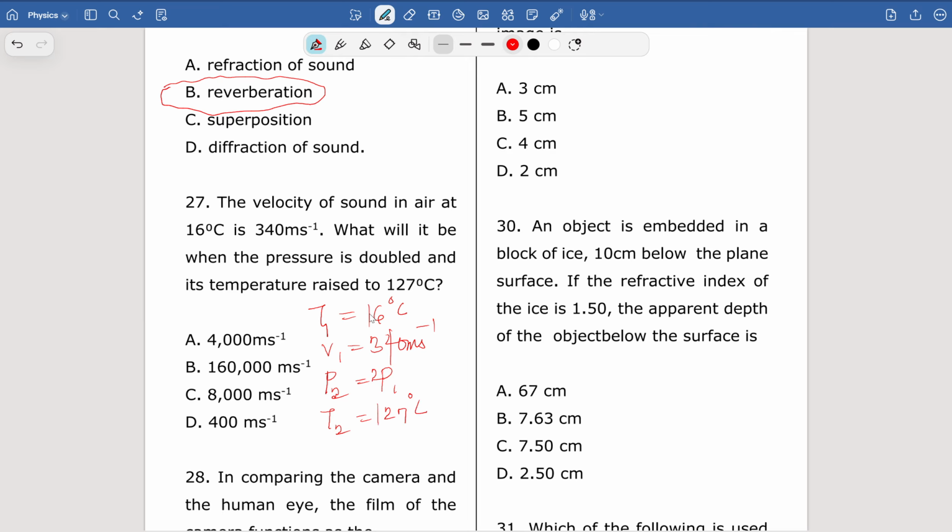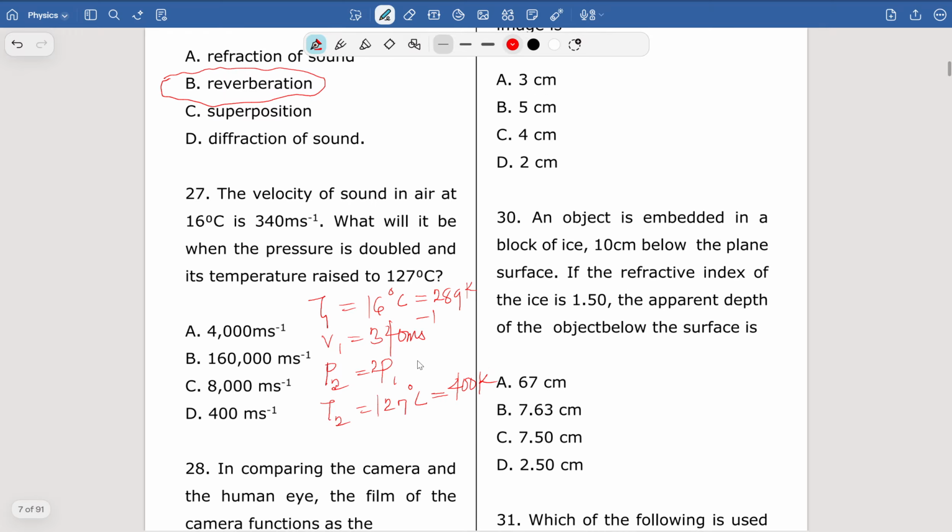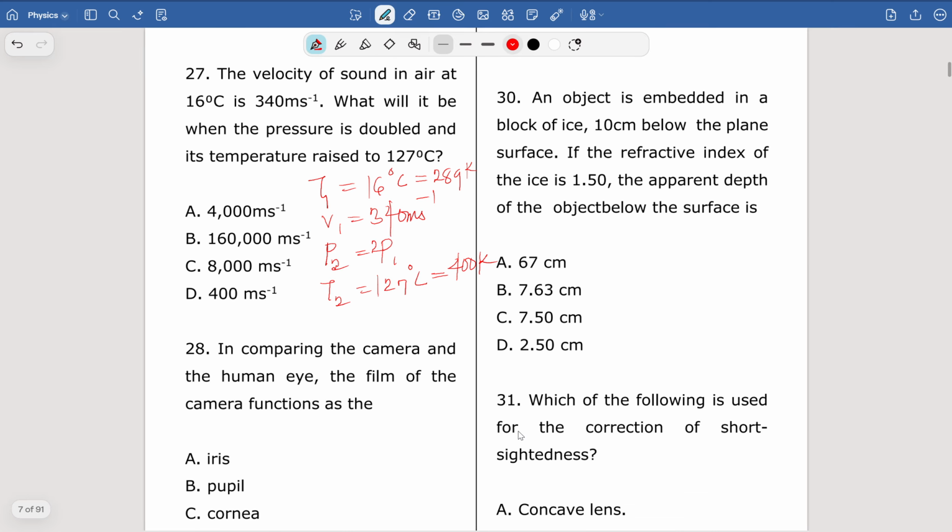I need to convert this temperature to Kelvin. So we have 16 plus 273, which is 289 Kelvin. And we have 127 plus 273, which is 400 Kelvin, right? So how do we go about this? This question is coming from sound waves, so you have to know some formulas that relate velocity and pressure together when it comes to sound waves, right?